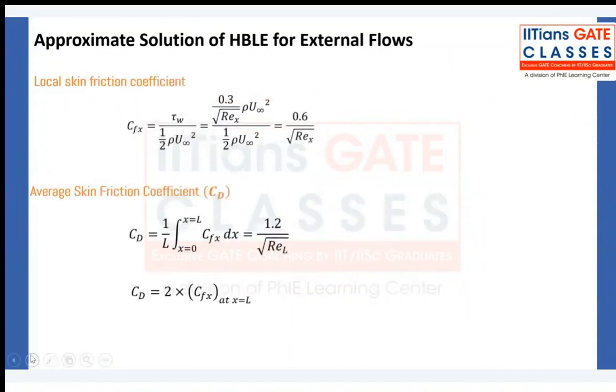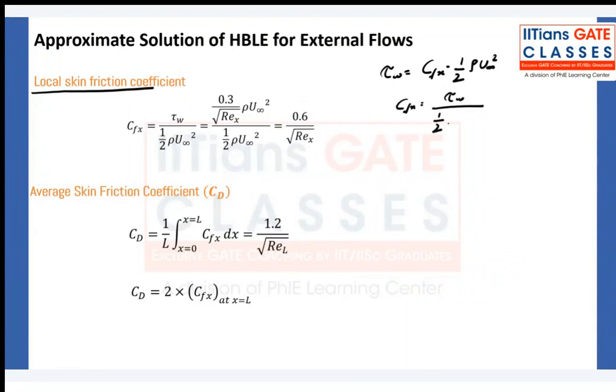Local skin friction coefficient. Tau wall shear stress can also be given as C_fx into 1 by 2 rho u infinity squared. So from here C_fx is equal to tau wall upon 1 by 2 rho u infinity squared. Now tau we have already defined, the local wall shear stress, I can put here and simplify it, so I'll get 0.6 over under root Reynolds number.